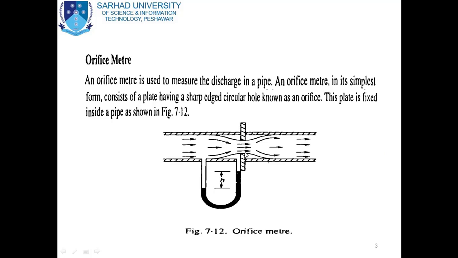As you can see in the figure, this is the circular plate which consists of sharp edges, having a sharp-edged circular hole, and this is known as an orifice. This plate is fixed inside a pipe as shown in the figure. As you can see, this plate is fixed inside the pipe, and this circular hole is known as an orifice.